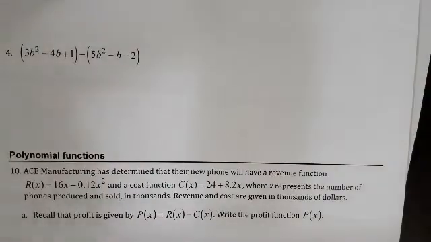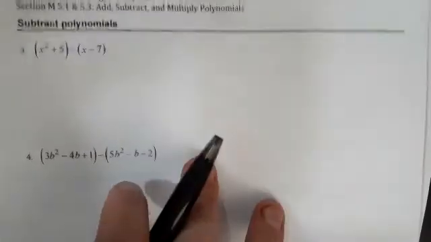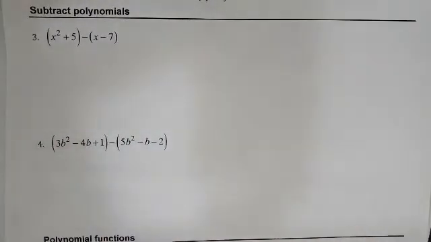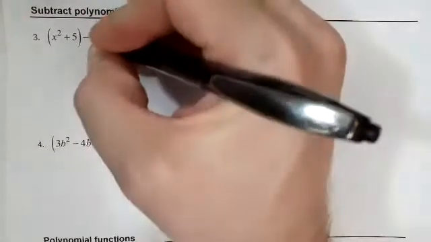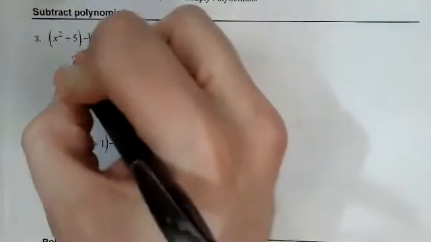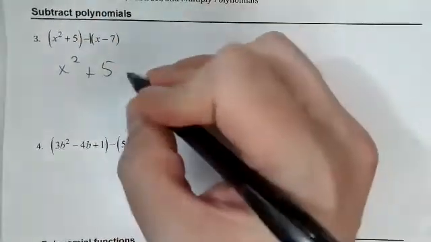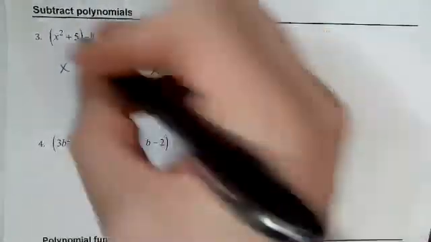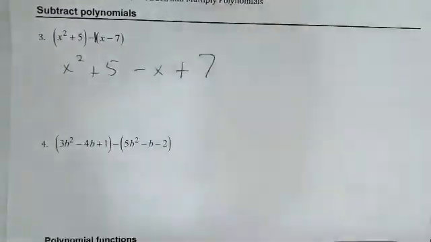Okay, so the next page, subtracting polynomials. So there are essentially two ways I can think that you could go about this. The first way I want to go about it on this first one is I want to distribute the negative sign. So if I distribute the negative sign, this looks like x squared plus 5. I'm going to distribute this to make it a minus x. I'm going to distribute this to make it plus 7.